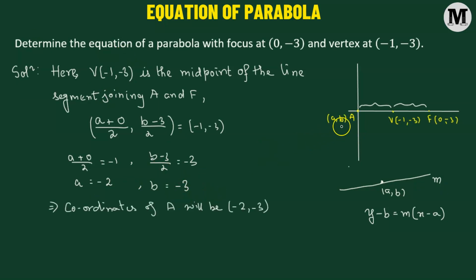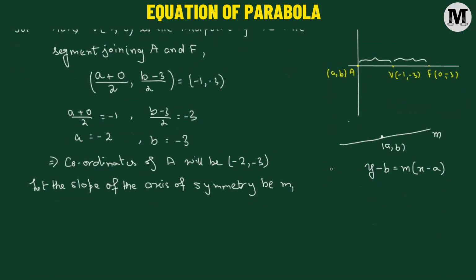Now that we have the coordinates of point A, let's try to figure out the slope of the directrix line. For this, we will first try to find the slope of the axis of symmetry line. So let the slope of the axis of symmetry line be denoted by m1. We can easily obtain the slope of the axis of symmetry line because the line passes through 2 points, V and F, and both of the coordinate values are given to us. So we'll have to take a ratio.